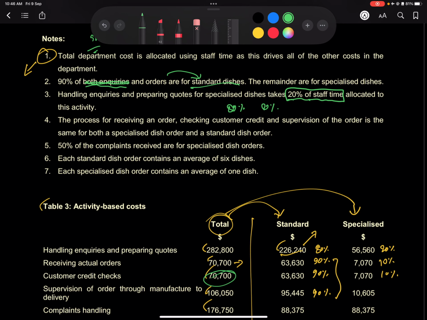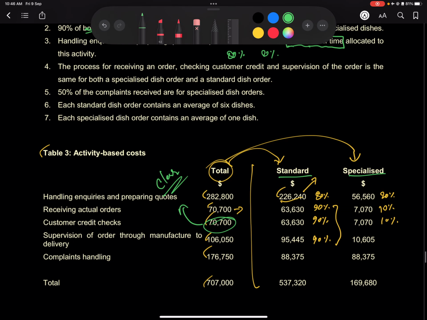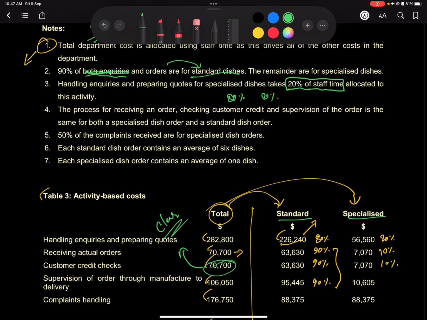So we are clear until over here, right? Customer credit checks, there is no doubt. The number of orders you're getting is 90% for standard and 10% for specialized. Of course the cost needs to be segregated based on that same thing, based on the orders you're getting, not on any other thing, because you can't do 90% for specialized in this case, because the actual orders you're getting are for standard only 90% of the time. So we can just allocate it in the same proportion.